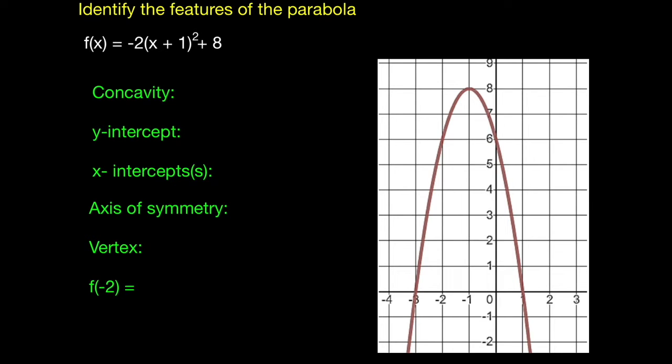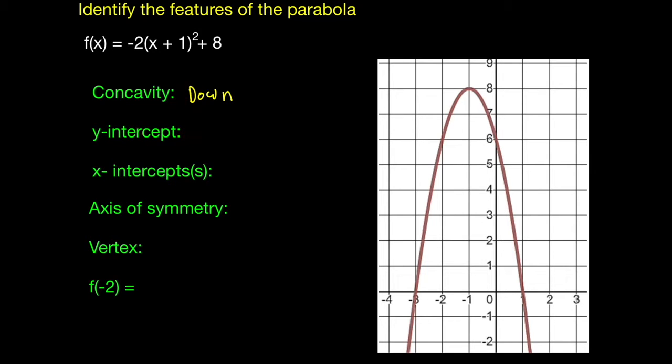For this example, we have to identify the key features of this parabola, and we're given the graph. I'm going to use it to determine and find all of these special features, beginning with the concavity. Now, because the parabola is facing down, I'm going to write concave down for concavity. If we didn't have the graph, keep in mind that the concavity is also determined by the a value. If the a value is negative, we have concave down.